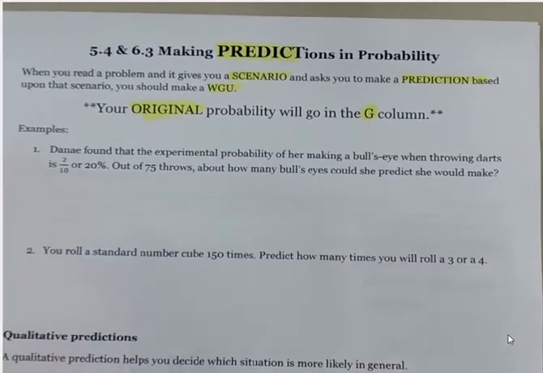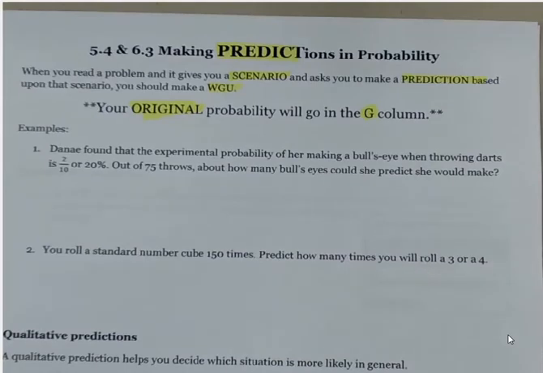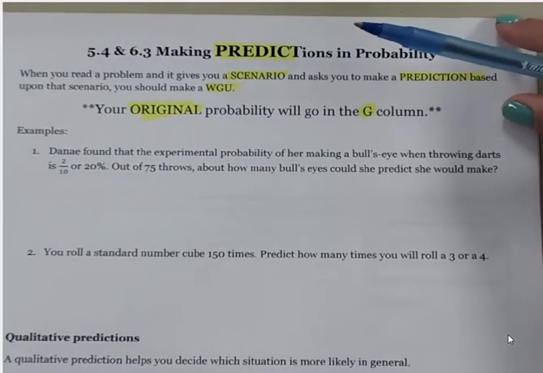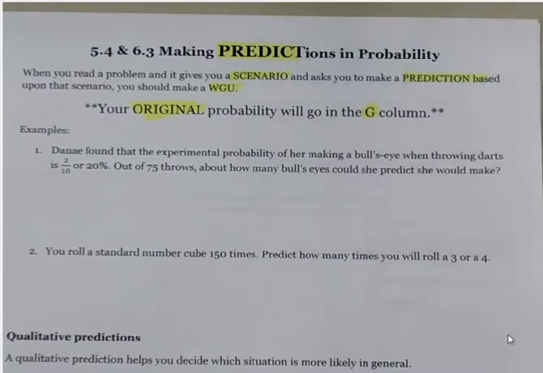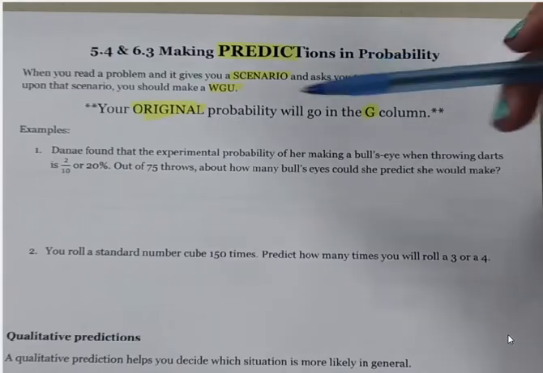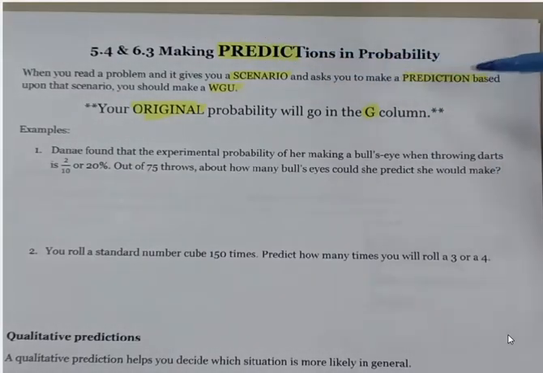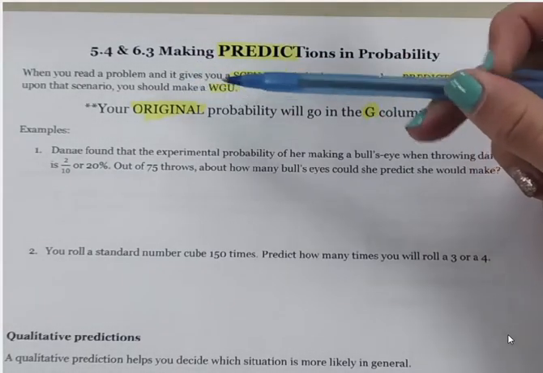Alright, hey guys, we're going to be continuing on with probability, and we're going to be talking about making predictions in probability. So, how do you know when we're trying to predict something? Well, it's when you read a problem and it gives you a scenario, and then asks you to make a prediction. So it says this happens, now what's the probability of this happening if there's that many?